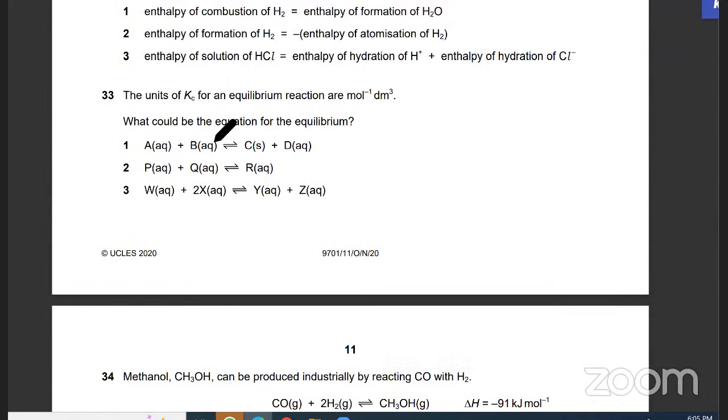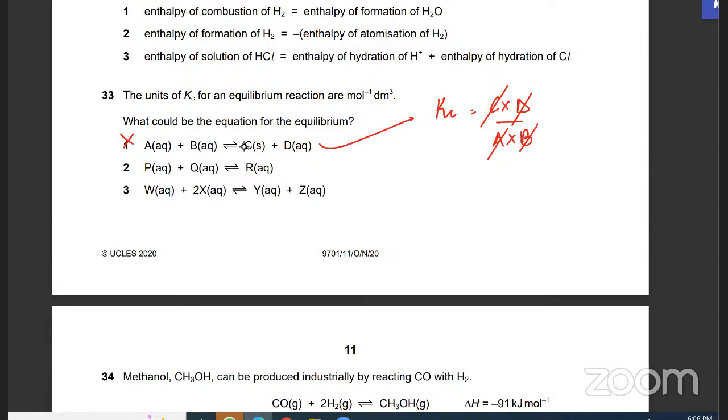As for the next one, the units of Kc for an equilibrium reaction are mol^-1 dm^3. What would be the equation for the equilibrium? First one, what would be the unit for Kc in this case? The first equation. No units. It's going to be C concentration times D concentration divided by A concentration times B concentration. So concentration times concentration divided by concentration times concentration, no units. So the first is wrong.